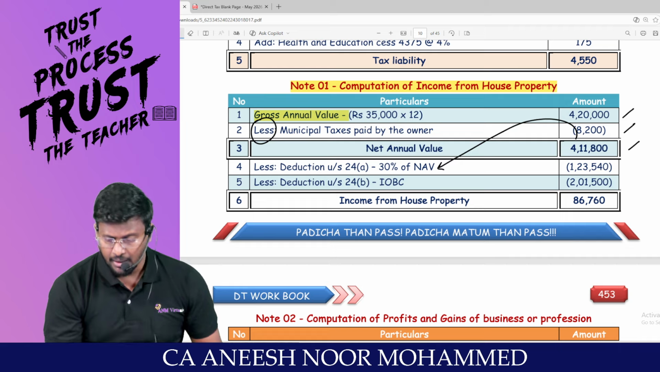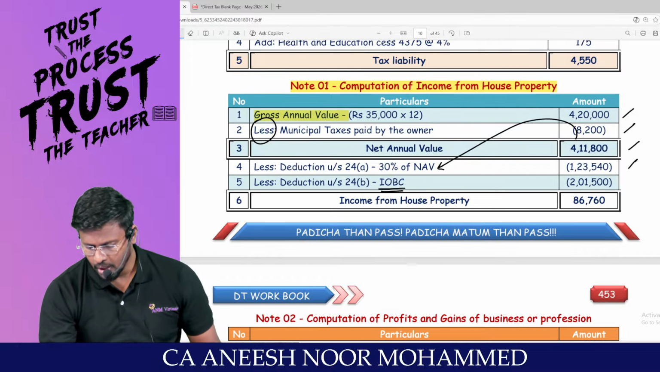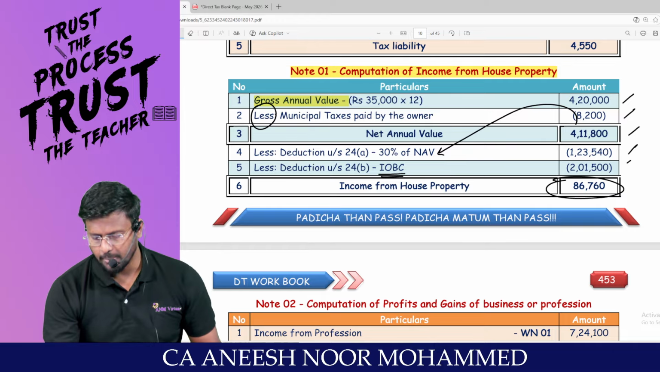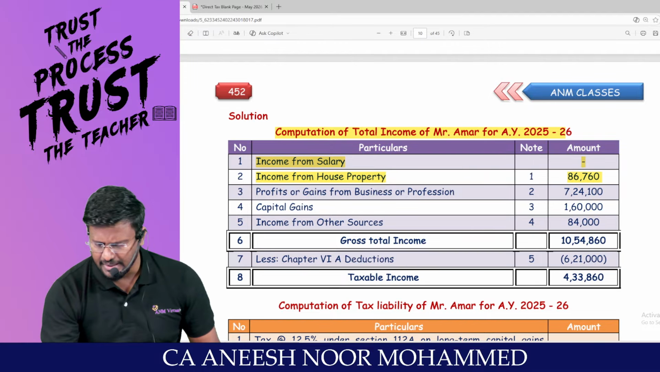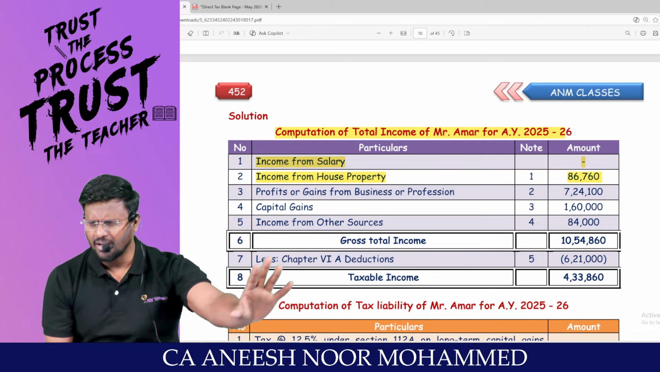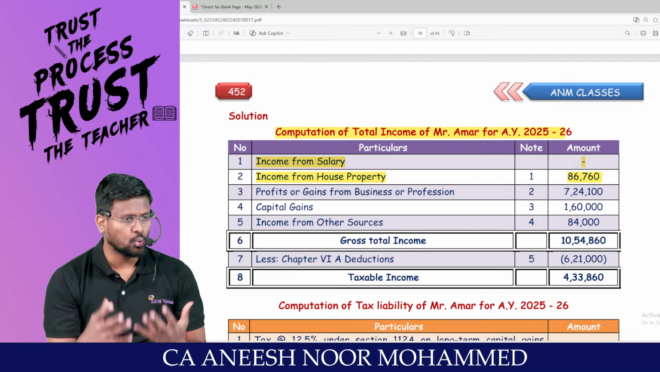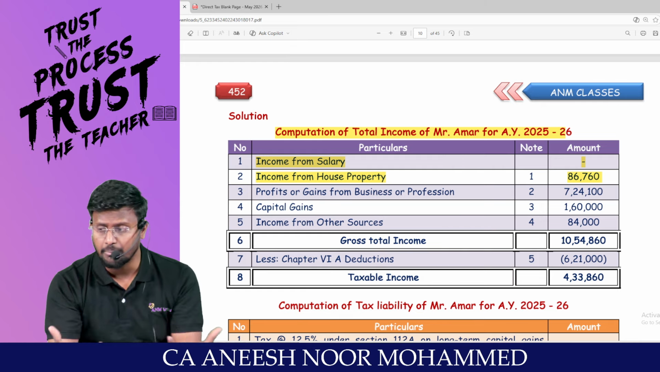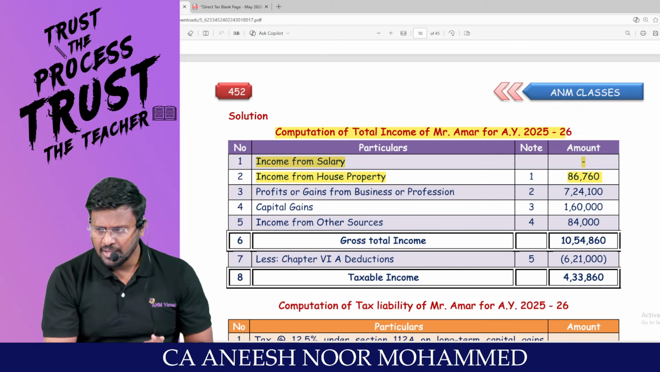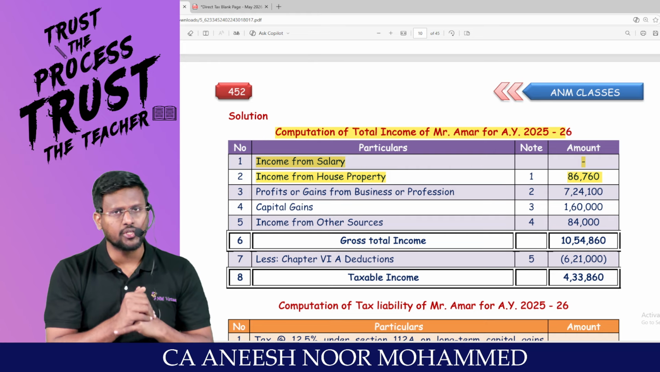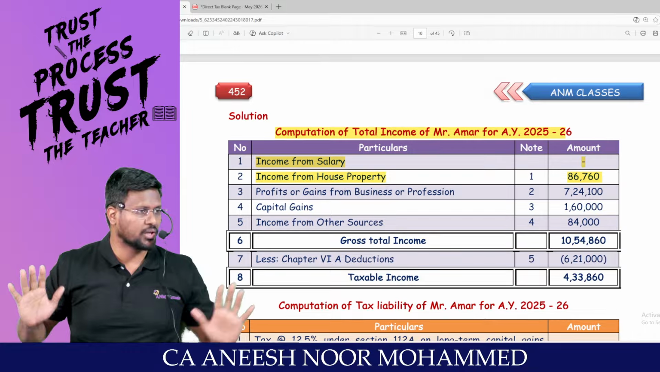On that, you have to apply 30%. And the interest on borrowed capital has been specifically given in the question, 2,01,500. So your income from house property will be 86,750. Fairly a simple deal to compute the income from house property in this question. Here itself you would have fetched 2 to 3 marks in the exam. Don't worry about scoring the full 15 marks; that is practically impossible. Get 2-3 marks here and there and you are able to score 10 to 12 marks in that computation of total income by spending 25 to 30 minutes of your exam time. You are done with the first question. Are you all really with me?